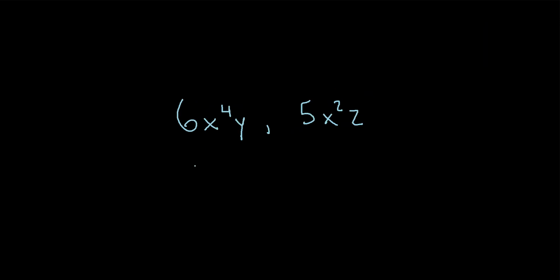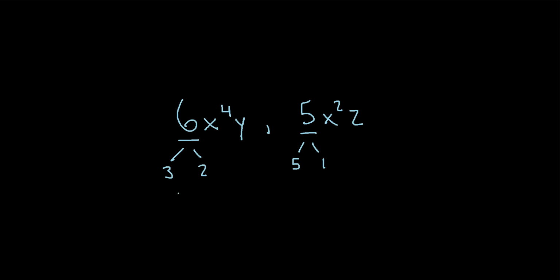Okay, let's try one more example. Let's say we have the term 6x to the fourth y and the term 5x squared z. How can we find the least common multiple between these two terms? Well, once again, we're going to perform prime factorization on just the numbers to find the least common multiple between 6 and 5. So 6 can be broken down into 3 and 2. Notice that 3 and 2 are both prime numbers, so we're done factoring there. And then 5 can be broken down into 5 and 1.